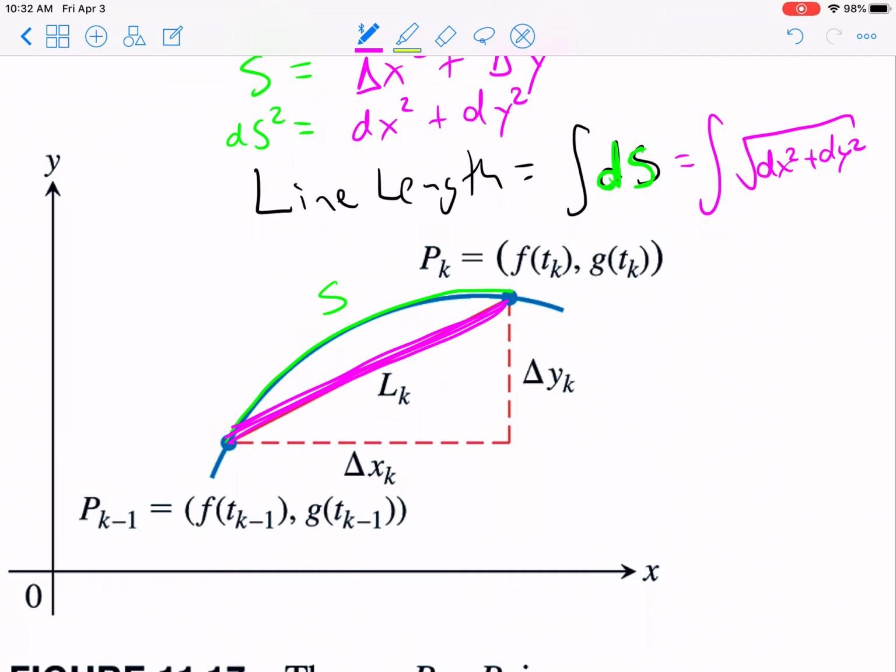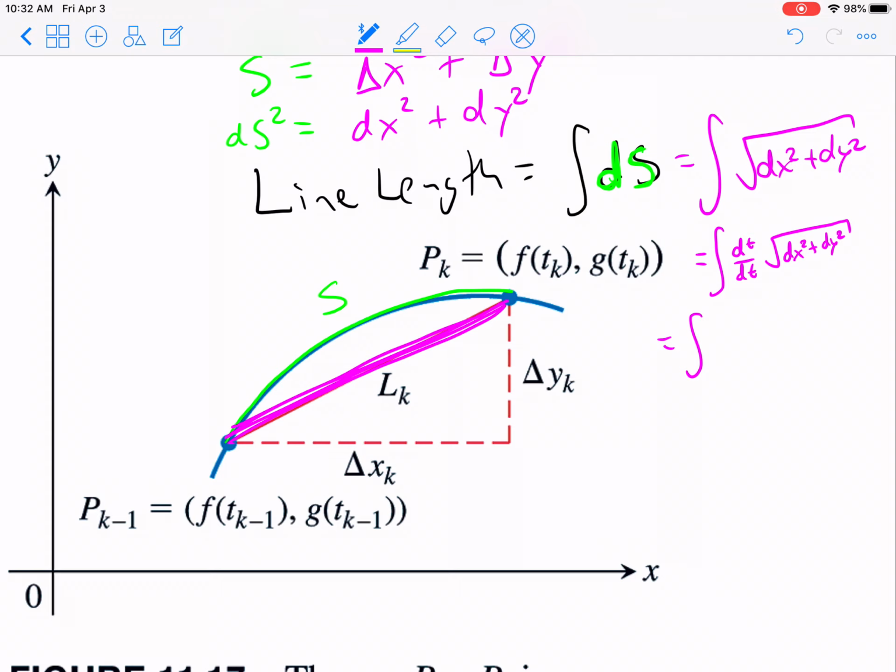And then I'm actually going to multiply by 1. Because these are parametric, we need something with t in them. So I'm going to multiply by dt over dt, because that form right there we're not going to be able to integrate, plus dy squared. And then I'm going to take the denominator dt and put it inside the square root. And in order to put it inside the square root, I have to square it and take the square root of it.